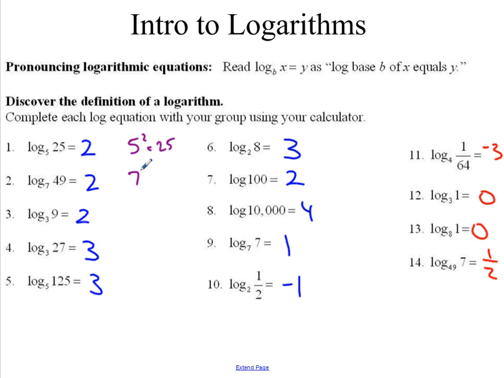So it'd be like 7 squared equals 49. Okay. If you could do that for each one of these, and then think about what it is that the log is equal to, we'll have our answer. Go ahead and play the recording when you've done so.